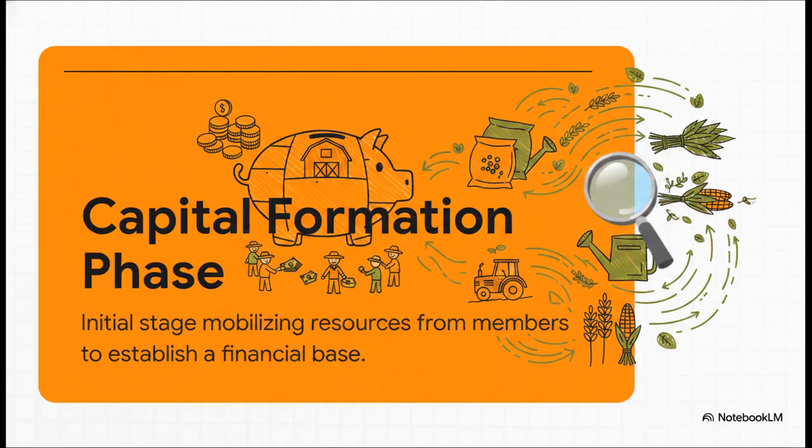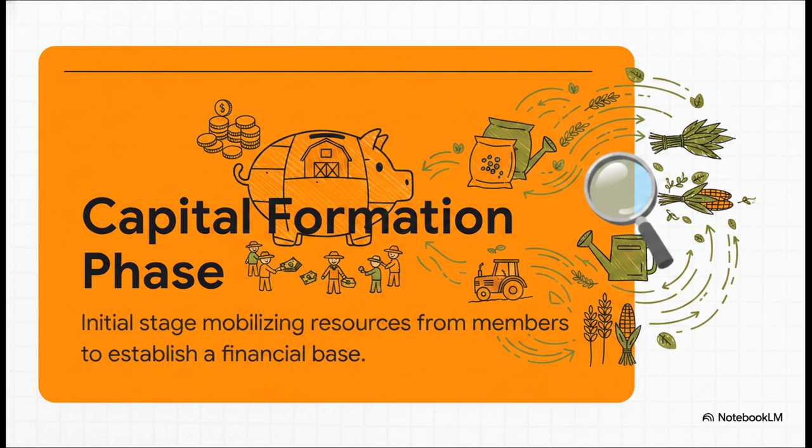So what actually is the capital formation phase? Basically, it's the initial stage where a cooperative mobilizes resources from its members to build up its financial base. And why is this so critical? Well, in an agricultural cooperative, this initial push is what provides the essential working capital they need just to procure farm inputs. It funds early, crucial operations, things like Maraba input financing and salam production support. Without this solid foundation, honestly, the cooperative just can't function or support its farmers' marketing activities.